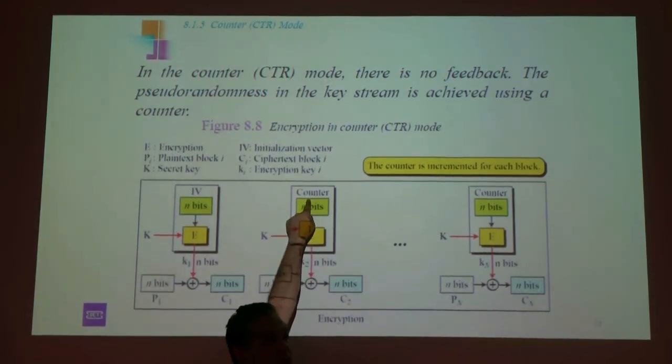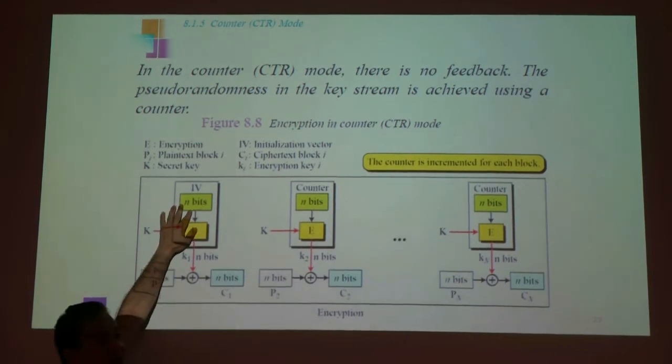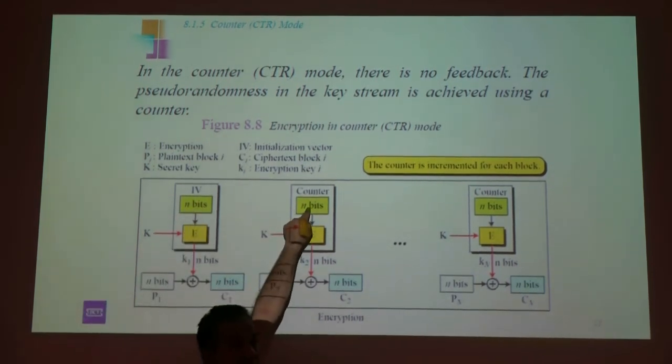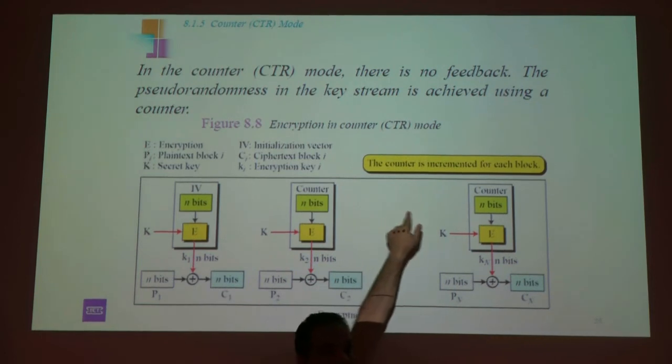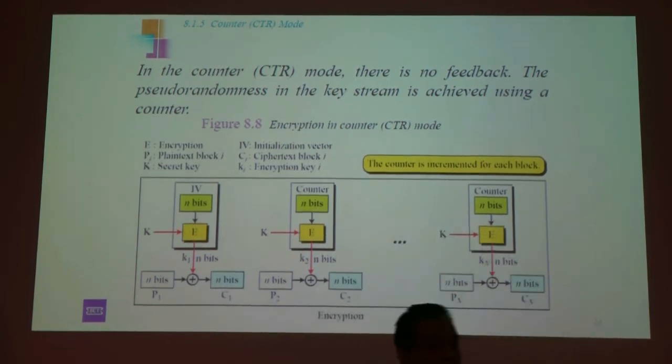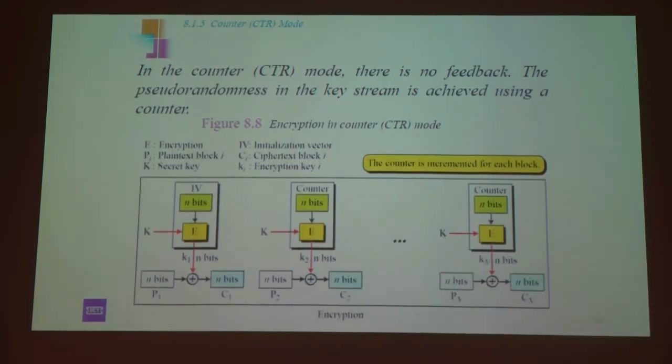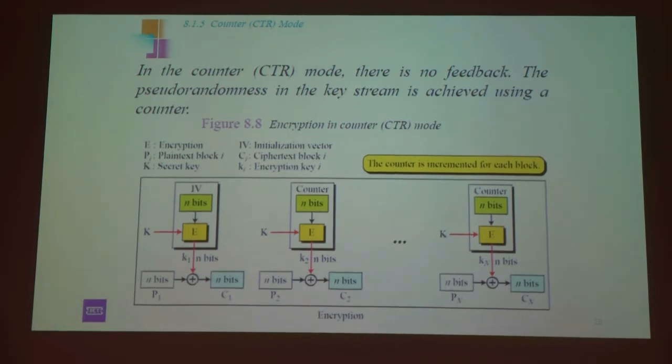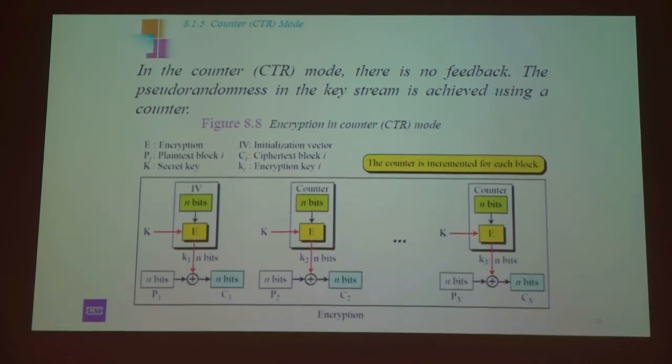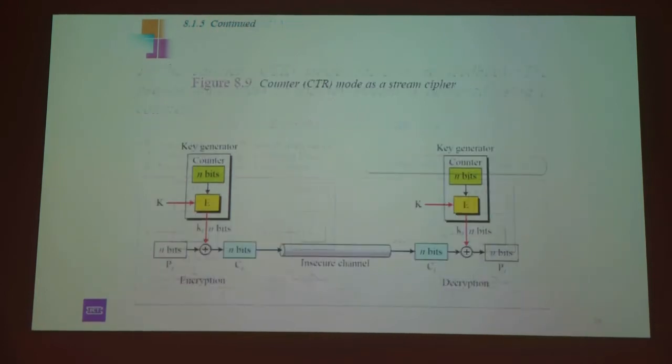It increments. So let's say the IV is initially 5. Then the next one will be 6. For the next one, 7. And all of that, right? That's like a counter, it increments. Okay? It's not calculated by a register shift, for example. It's like a counter. So the counter is encrypted for each block.